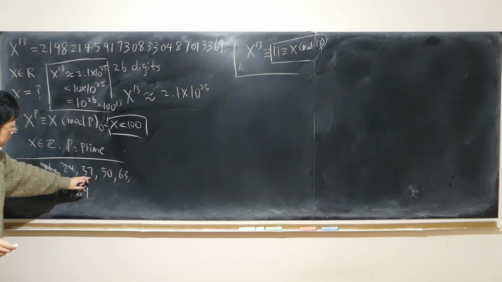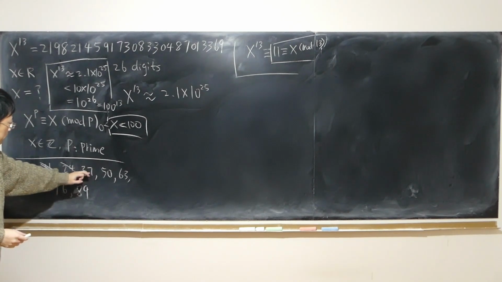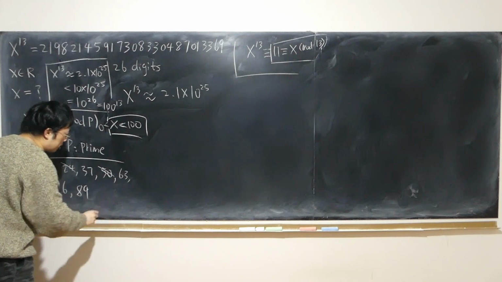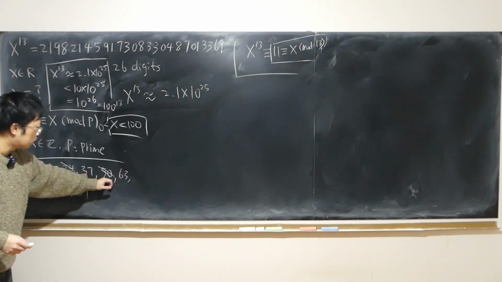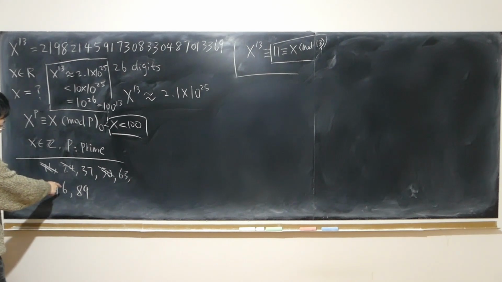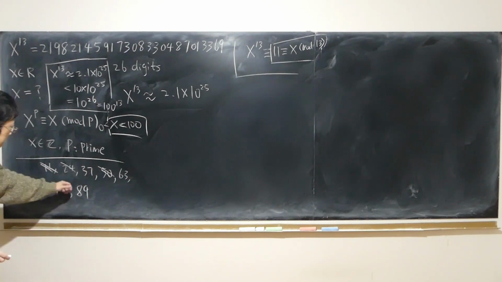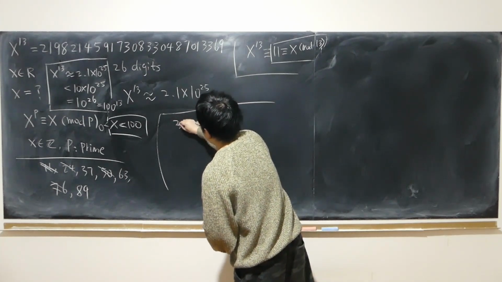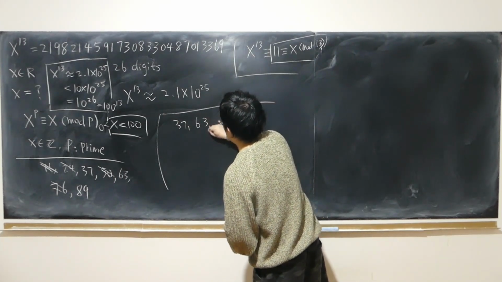37: square that, the last digit would be 9, and times itself again, 3. So this is possible. 50 is impossible, right? No matter what, the last digit is always going to be 0. 63 is possible, right? 76: 6 times 6, last digit is 6, always 6, so immediately ruled out. So the only possibilities look like 37, 63, 89.